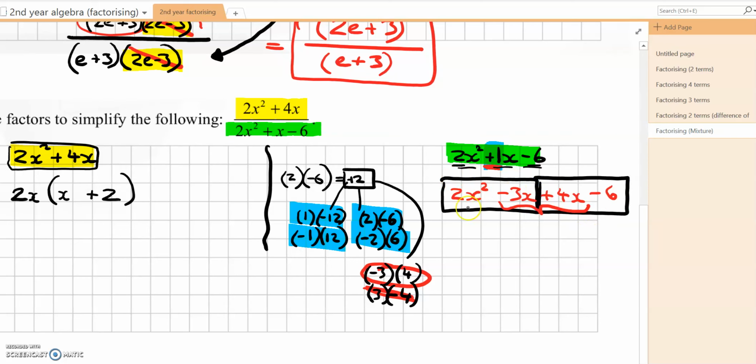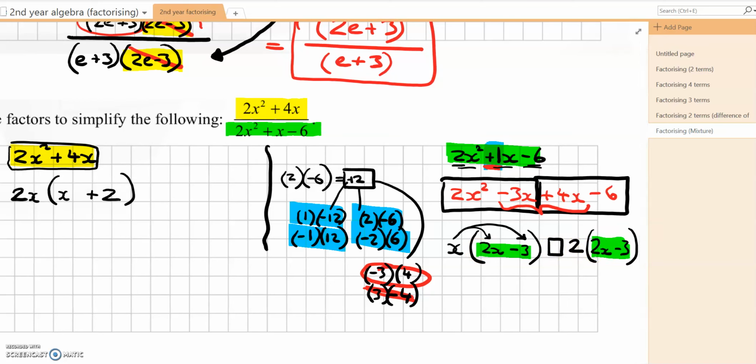What's in common here? There's no common number, but there's a common letter, and it's x. Now, x by what will give me 2x squared? Well, 2x. And x by what will give me minus 3x? Minus 3. Now let's factorize these two. What's common? Well, there's a common number, isn't there? There's a number that will go into both 4 and 6. It is 2. 2 by what gives me 4x? 2x. And 2 by what gives me minus 3? Minus 3. Now I know I'm doing well because I have the same thing in both of these brackets.